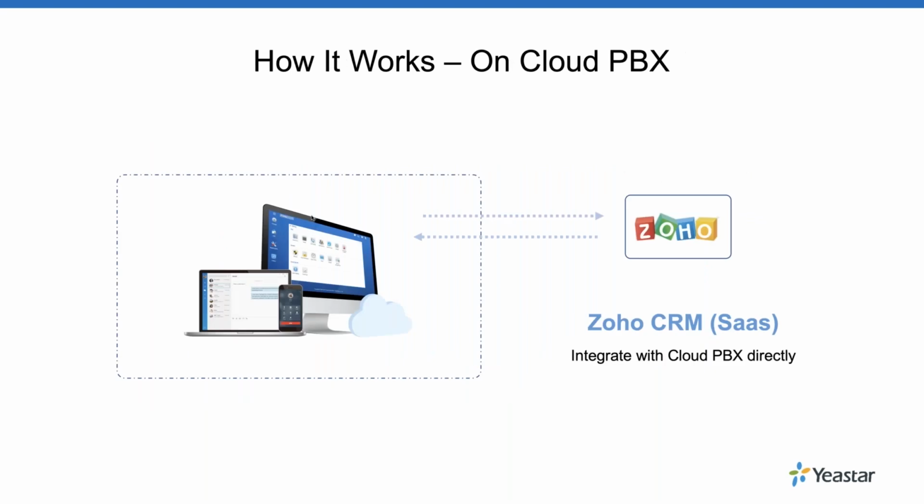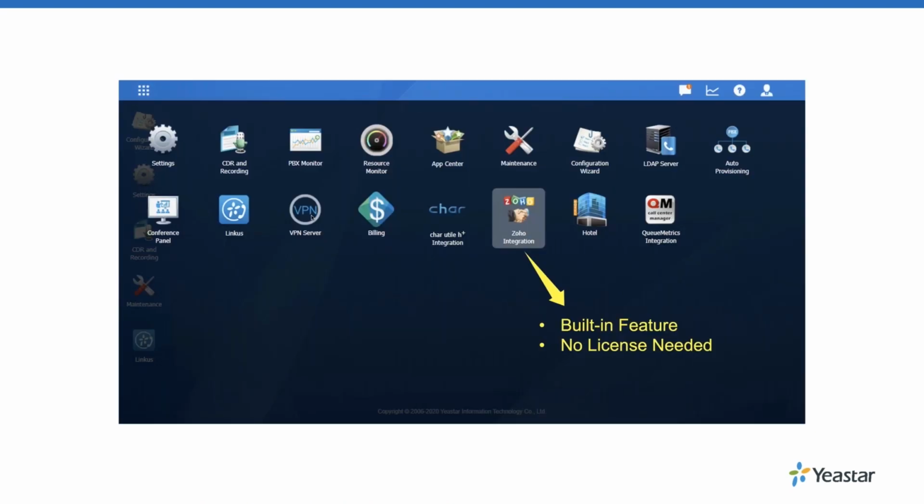Okay, let's keep going. But like I said, if you're going to make the integration work on your Cloud PBX, it doesn't matter. You can just make it work directly because both your Cloud PBX and your Zoho services are completely cloud-based. So you can make the integration work directly. Simply open this application on your PBX, click on it, and start the configuration directly. Pretty easy.